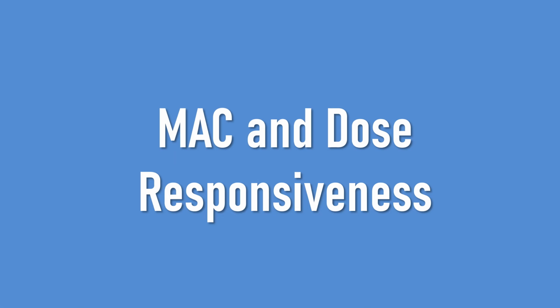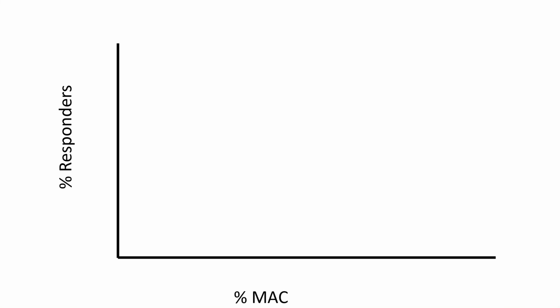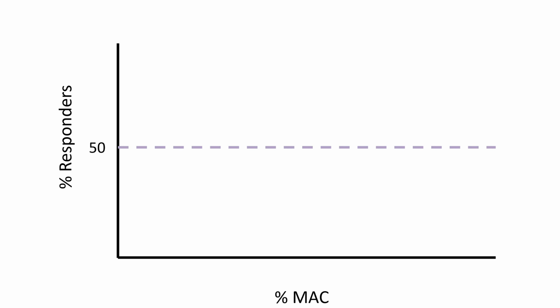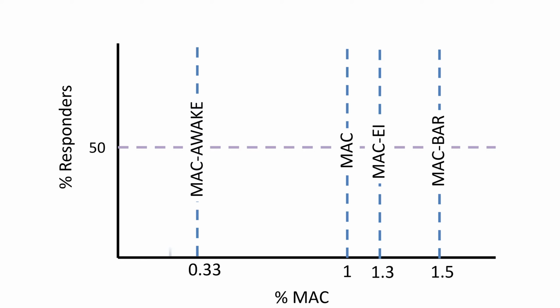Let's look at MAC and dose responsiveness. The key point here is that volatile anesthetic dose response is not linear. Let me illustrate this. In this chart, we have our percentage responders on the y-axis, the percentage MAC on the x-axis, and we can draw in our 50% responsiveness line. Onto this, we can graph our MAC line, that's one MAC, and the different MACs for endotracheal intubation, blocked adrenergic response, for MAC awake, and MAC amnesia.